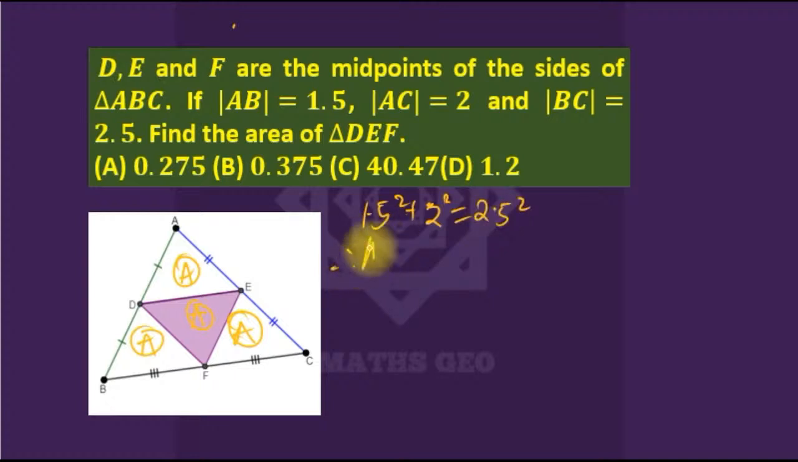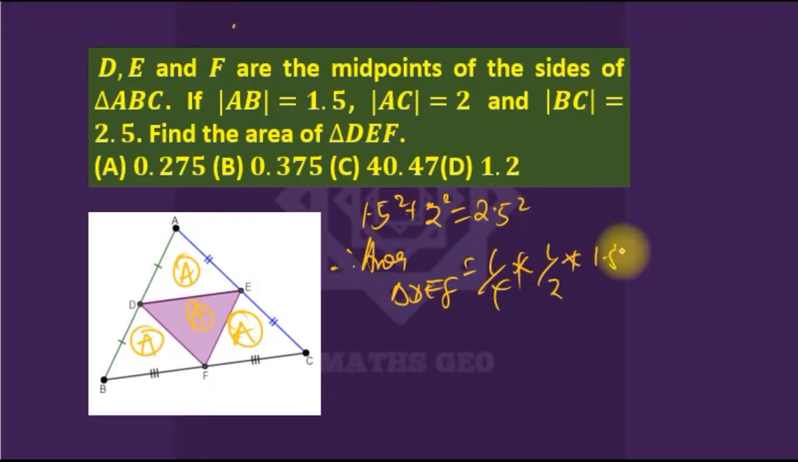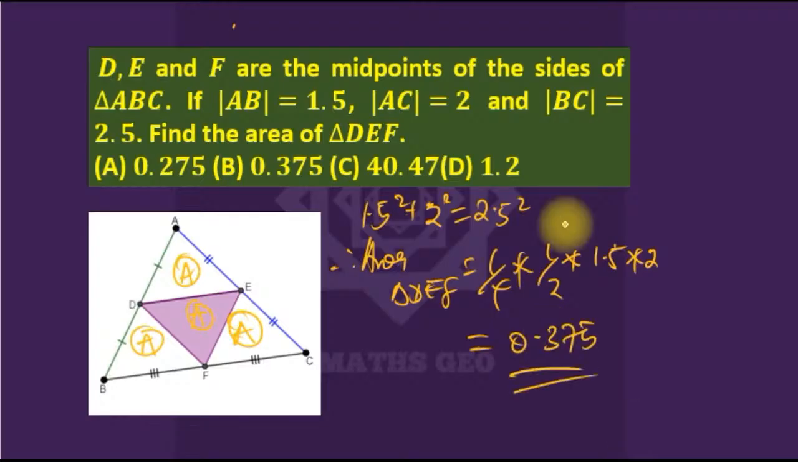Therefore, the area of the triangle we are looking for, which is DEF, will be 1 over 4 times the area of this one, which is 1 over 2 times 1.5 times 2. So our answer is 0.375. So that's it. Because this area of a right angle triangle is half times the product of the legs.